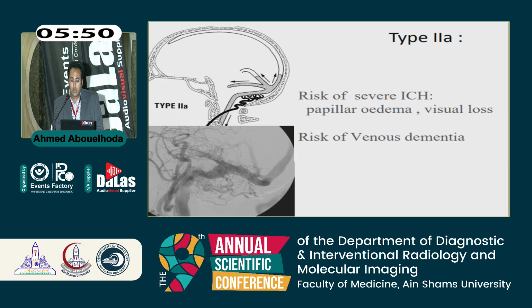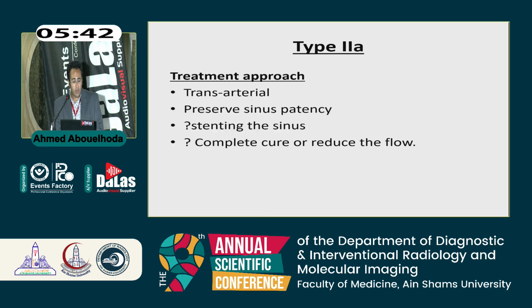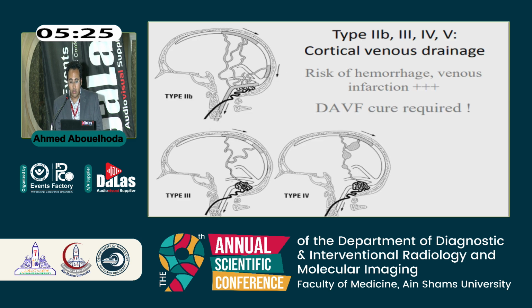For type 2A, there's a risk of intracranial hemorrhage if the patient has papilledema, or there is visual loss, or there is always a risk of venous infarction. Again, it's more or less a benign type, so we have to do it with a transarterial approach and preserve the sinus patency. The aim here may not be to totally cure the patient, but just reducing the flow inside the fistula can be enough to improve the symptoms for this patient.